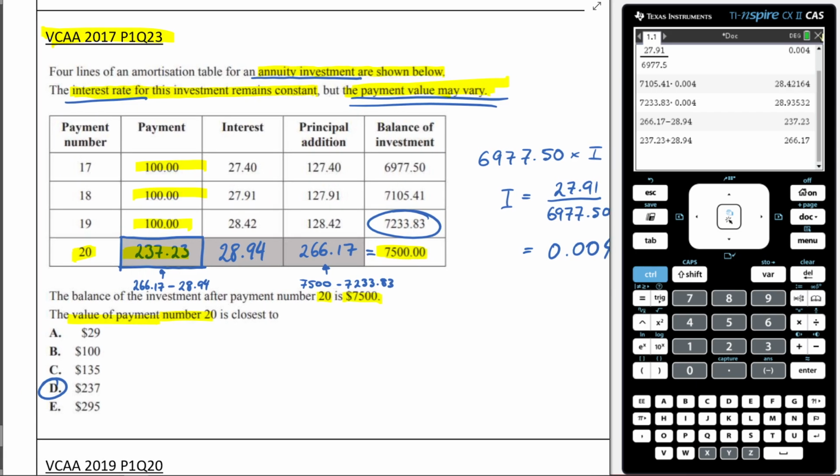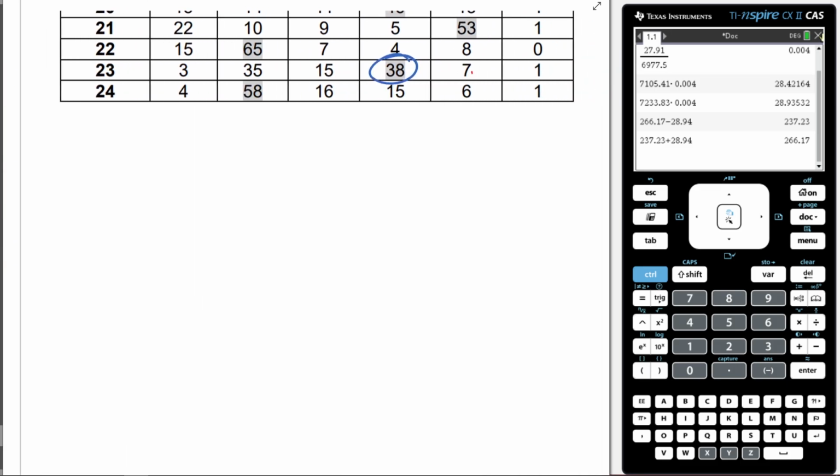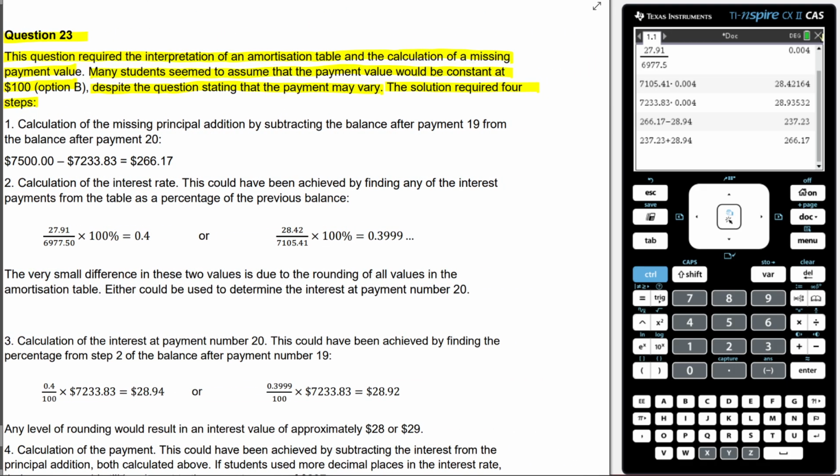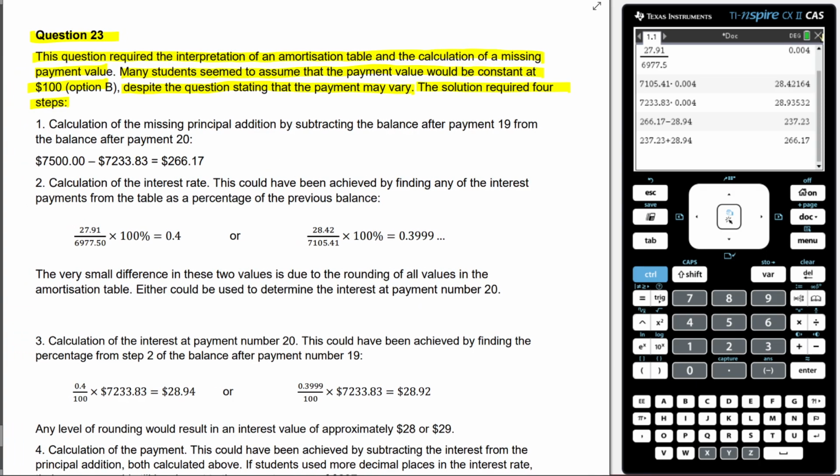It's also kind of a silly question, isn't it? It's a silly question to ask if the payment was going to be the same, because the value of the payment of number 20, well, if they remain the same, then it's just 100. And that's why so many people put B as their right answer here. If you look here, 35 people said B because they just thought it remained constant. They didn't read the question. Silly people.